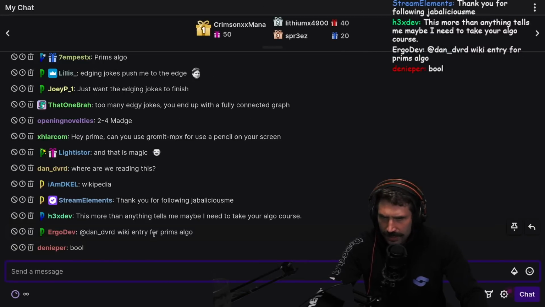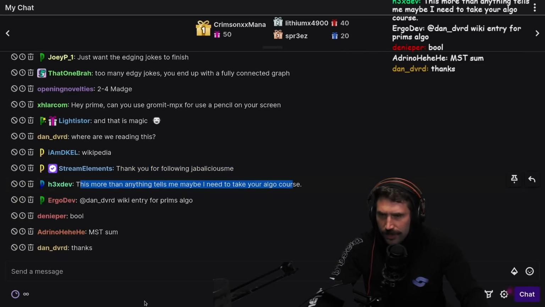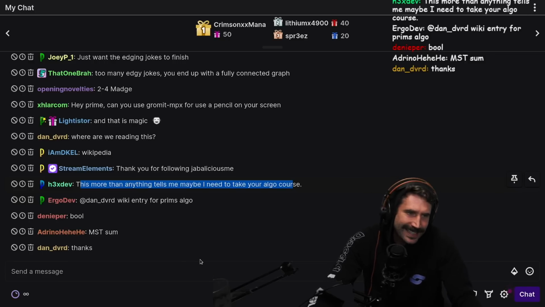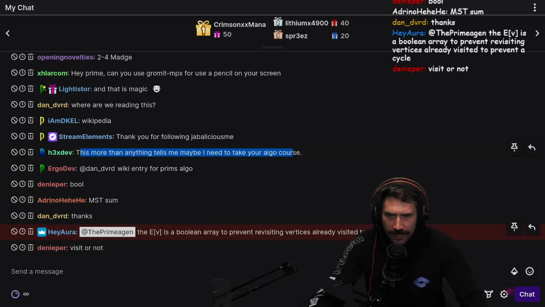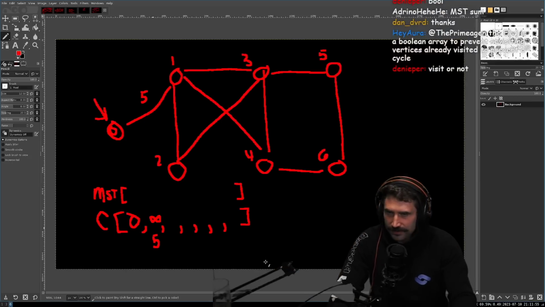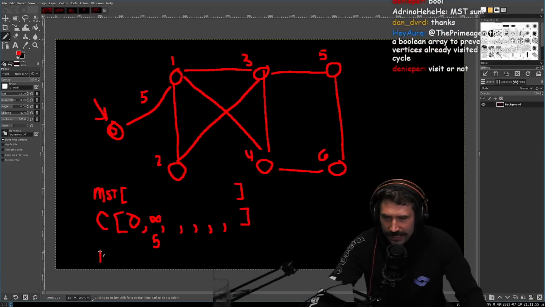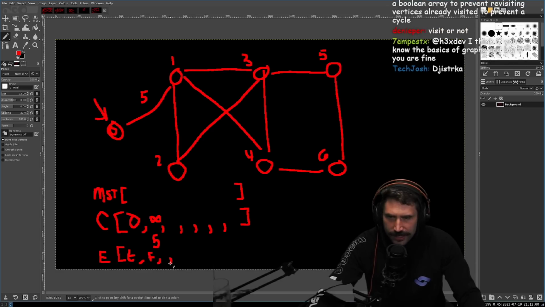This more than anything tells me maybe I need to take your algo course. My first one's all the easy ones, right? Linked list, stacks, breadth first search, depth first search. I even do Dijkstra's. Dijkstra's is pretty easy. The VE is a Boolean array to prevent revisiting vertices already, to prevent cycles. Okay, that's what I thought it was, which is what I originally was going to do, but then it was like a special flag value and I didn't understand it. So this should be effectively true, and then we have all falses for the rest, right?